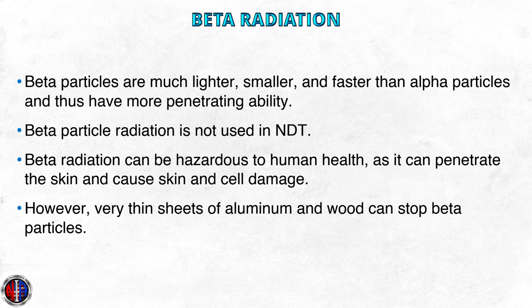Beta particles are much lighter, smaller, and faster than alpha particles, and thus have more penetrating ability. However, beta particle radiation is not used in non-destructive testing applications. Beta radiation can be hazardous to human health, as it can penetrate the skin and cause skin and cell damage. However, very thin sheets of aluminum and wood can stop beta particles.